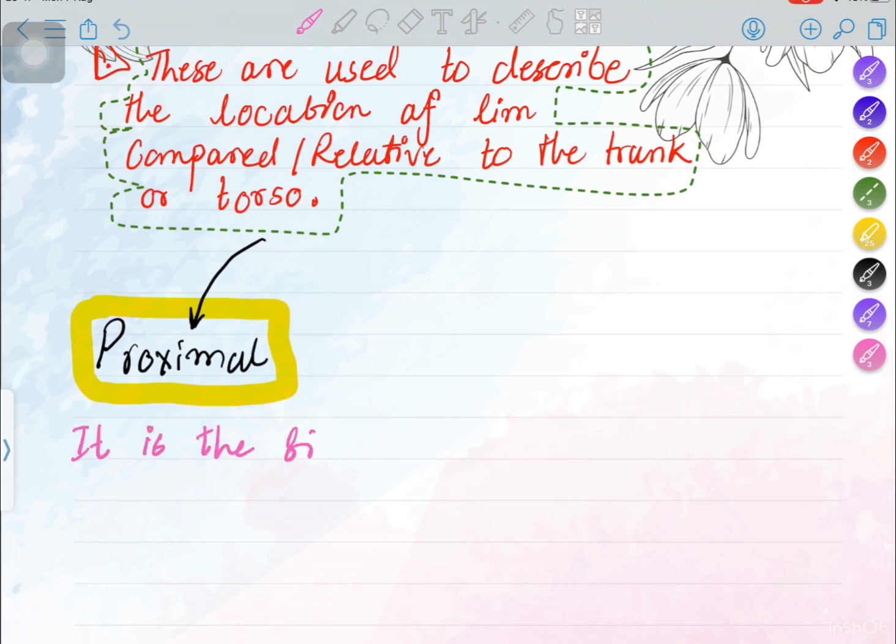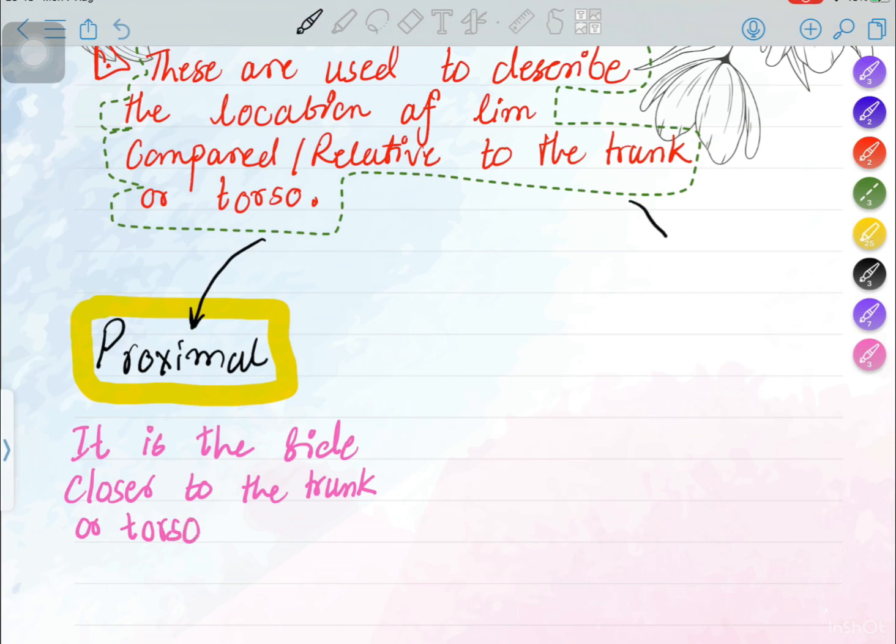So proximal means the side or structure, or part, that is closer to our trunk. It is the side or structure closer to the trunk that we call proximal. Exactly, proximal means that. Now forget about medial and lateral, just think of the trunk area, the torso area. So it is the side closer to the trunk.